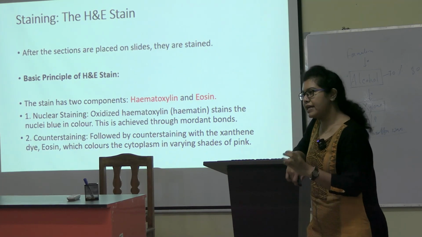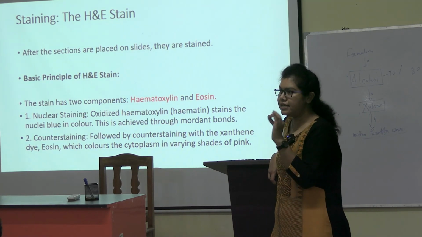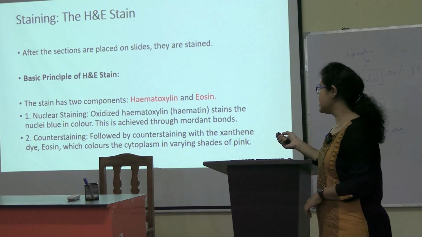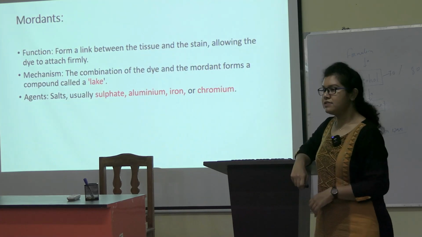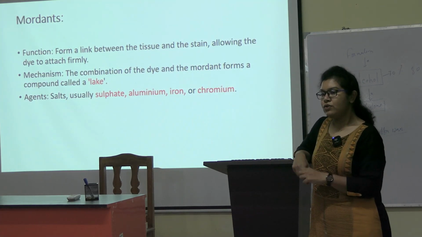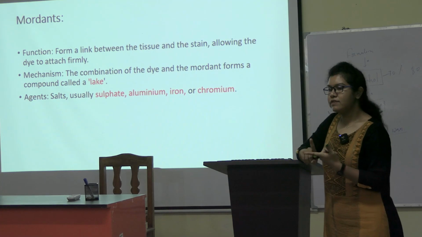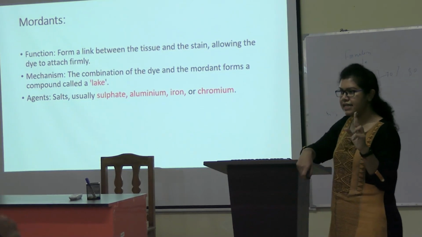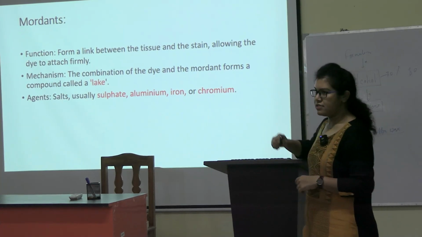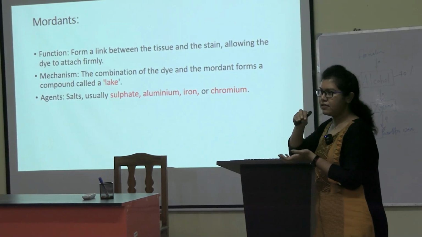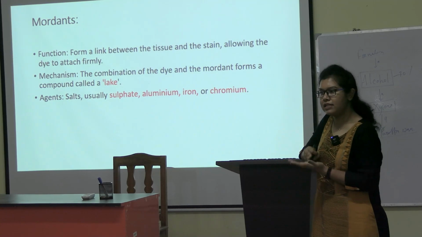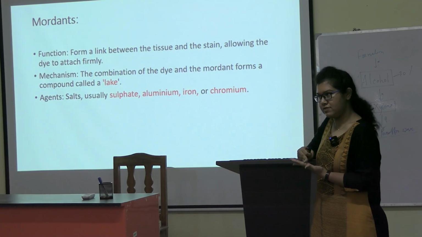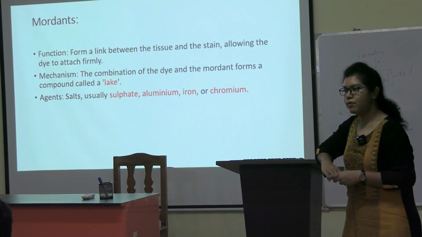Okay. So to enhance the color of the nucleus, we have to get a crisp color, a deep blue color or violet color. So to enhance the color, we will use this mordant. Okay. To enhance the color of the nucleus, we are using this mordant. So mordant basically will form the link between the dye and the tissue. Okay, if this mordant is not there, the hematoxylin will not stain the nucleus and you won't see the nucleus. Okay, so the mordant is a very important thing.